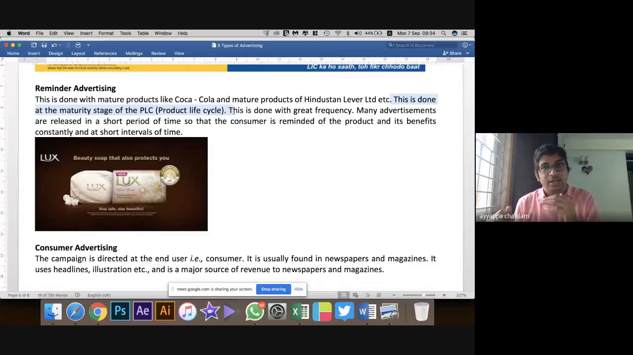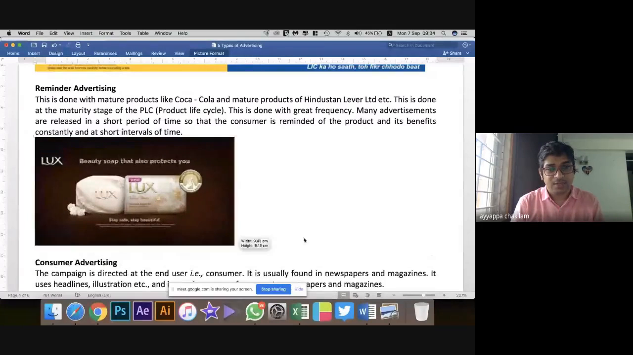So before going into decline, the companies keep on reminding the customers about the product, on and on. This is done with a great amount of frequency so that the customers do not forget about the product at all. Many advertisements are released in a short period of time, so the consumers are reminded of the product and the benefits constantly.